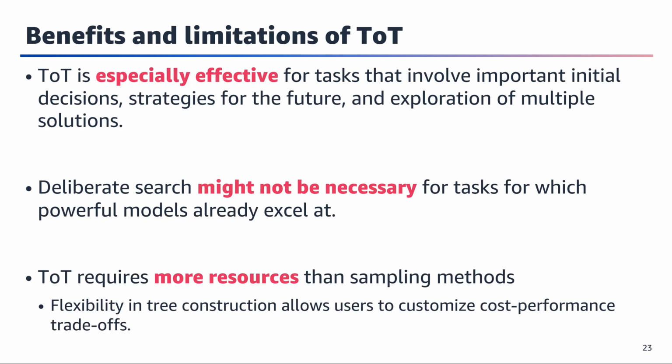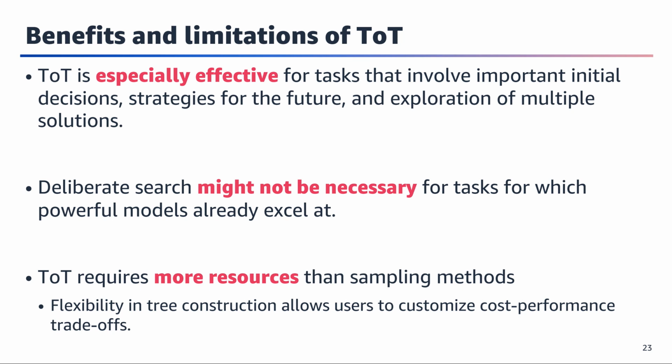The tree of thoughts prompting technique is particularly useful for tasks that require careful deliberation, strategic planning, and exploration of multiple potential solutions. It excels in scenarios where important initial decisions need to be made, long-term strategies need to be formulated, and a comprehensive analysis of various options is necessary. However, tree of thought may not be the most efficient approach for tasks where powerful language models already demonstrate exceptional performance without the need for an extensive deliberative search process. In such cases, the computational resources required by tree of thought might outweigh the benefits it provides.